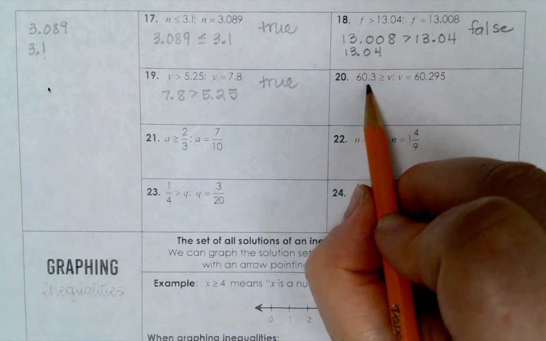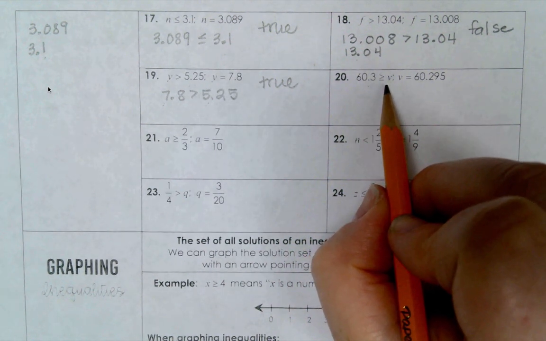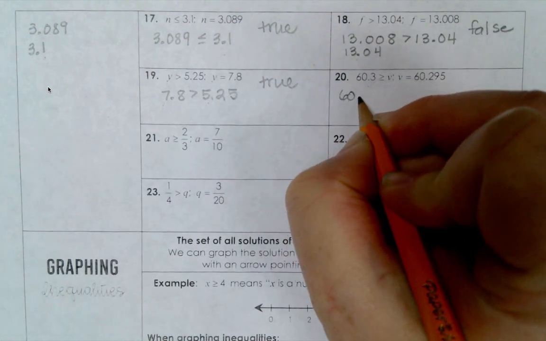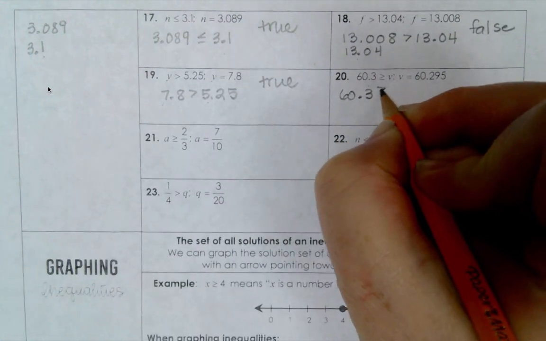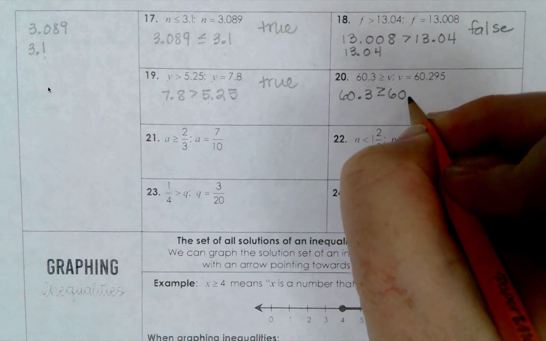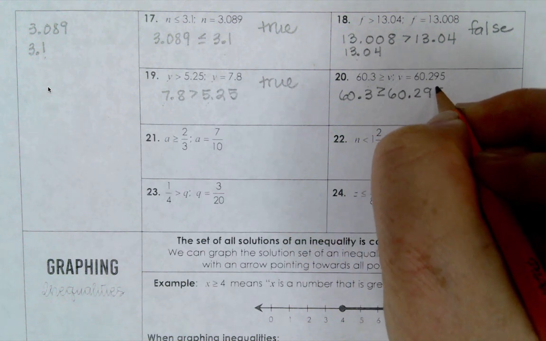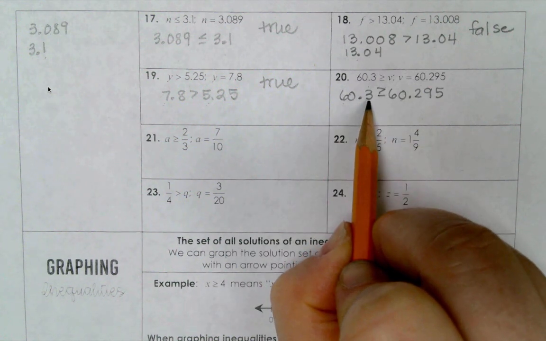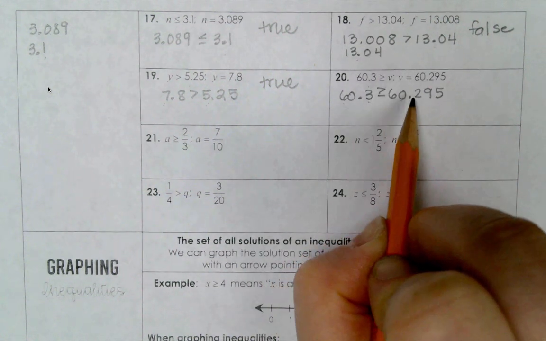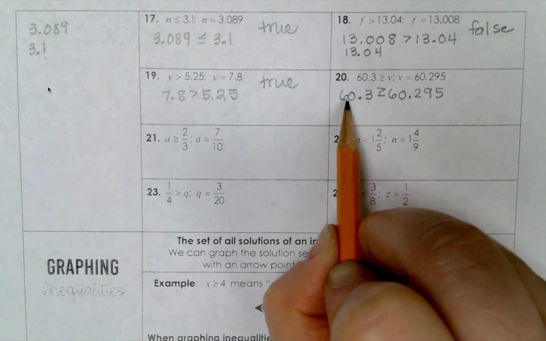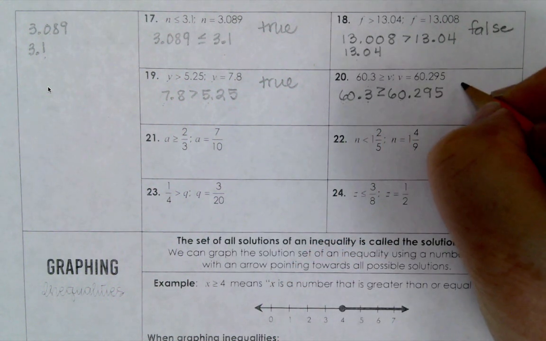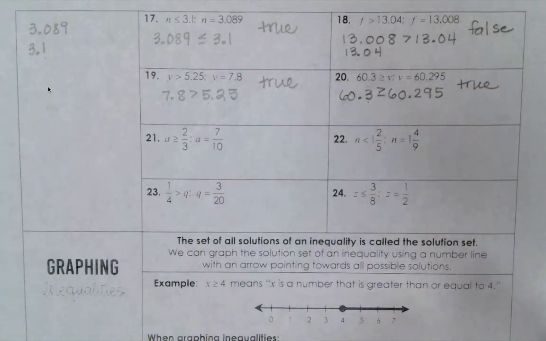V: 60.3 is greater than or equal to V. So let's put this out. 60.3 is greater than or equal to 60.295. Now, if I'm comparing, my whole numbers are the same, but then I have a 3 and then I have a 2. So this would be true. 60 and 3/10 is greater than 60 and 295 thousandths. So that's true. Always compare it.